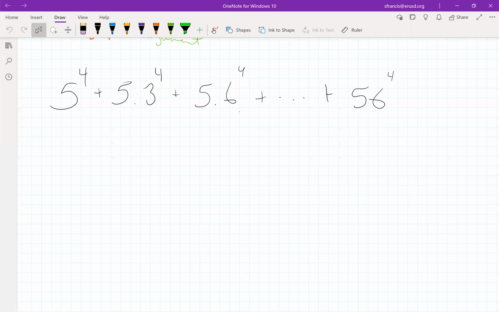What you want to look for is similar structure throughout the entire expression. What do each of these terms have in common? Well, they each have a 4th power in them. So when I start to build my summation notation here, I know my argument is going to be something raised to the 4th power because every single term has that 4th power in it.